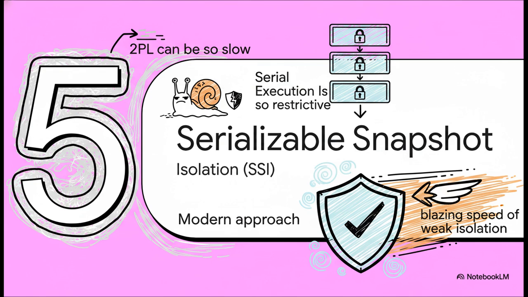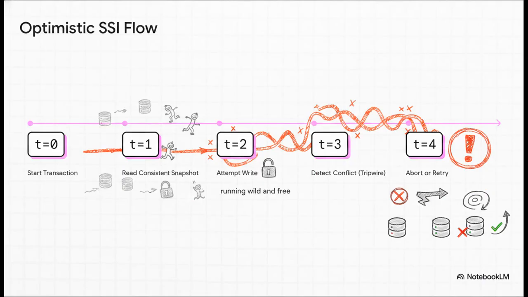Section 5. Serializable snapshot isolation. Okay, so 2PL can be painfully slow, and serial execution is super restrictive. Because of that, researchers developed a modern approach that tries to give us the absolute safety of serializability, but with the blazing speed of weak isolation. It's called serializable snapshot isolation, or SSI. This is an optimistic concurrency control technique.